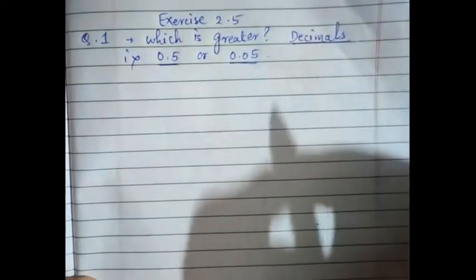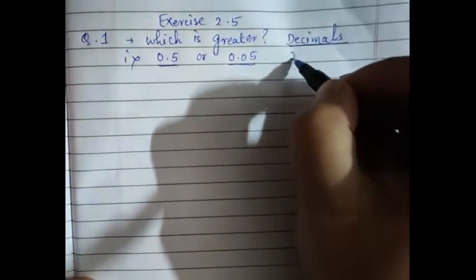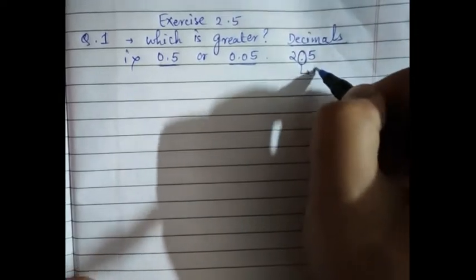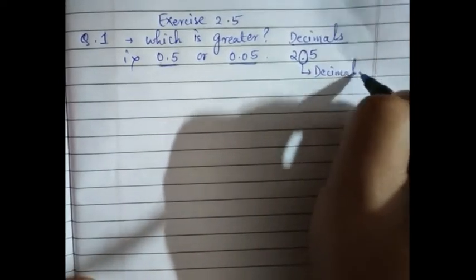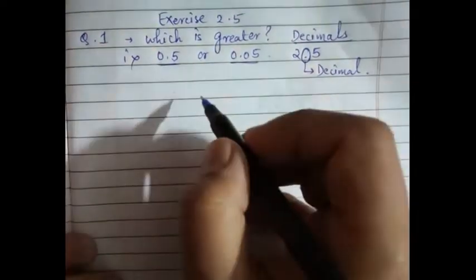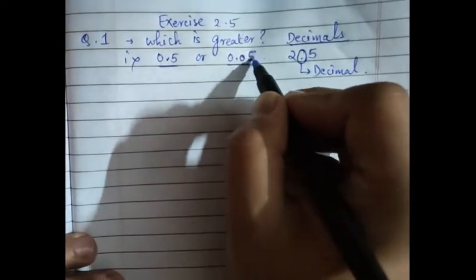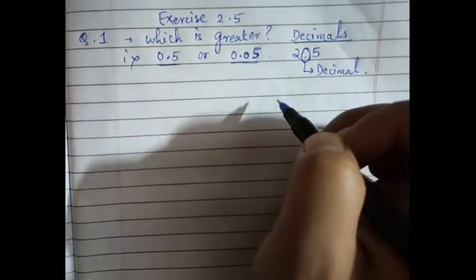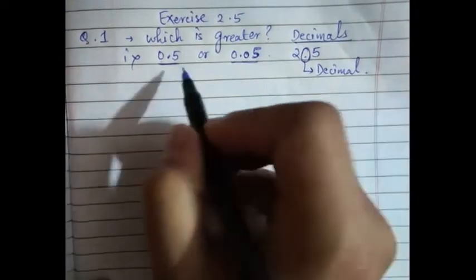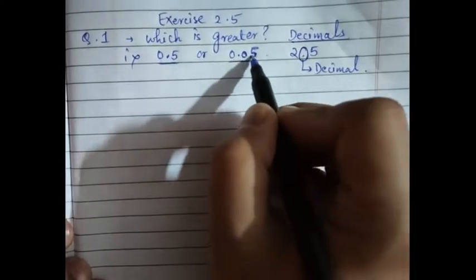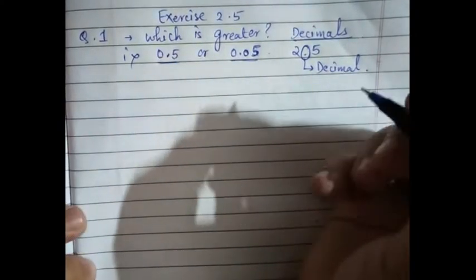Alright, so what is a decimal? If you have a number, say 2.5, this point is nothing but a decimal. Whenever you get a point in any number or digit, you will refer to that point as a decimal. So over here, 0.5 and 0.005, which is greater, that you have to determine.